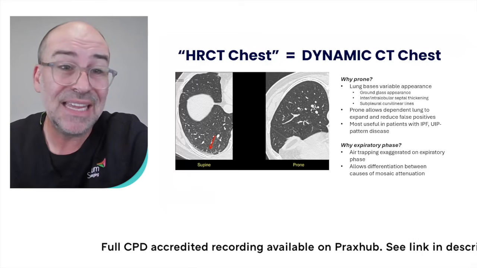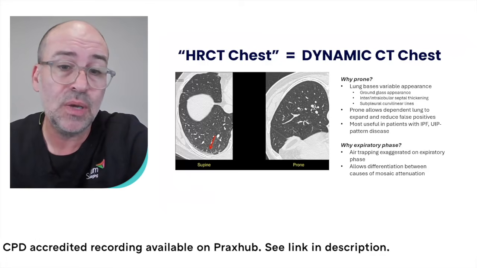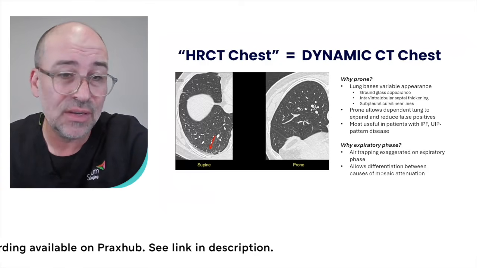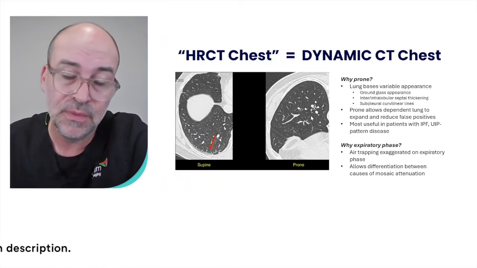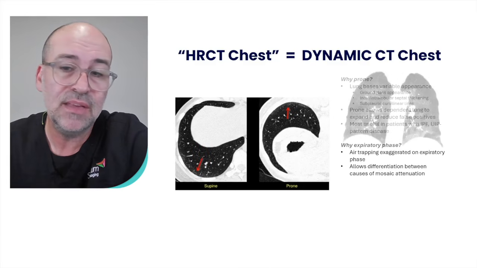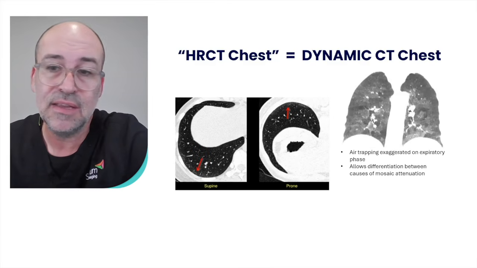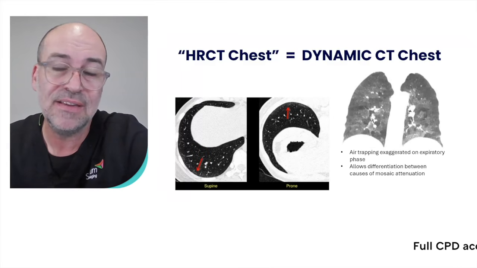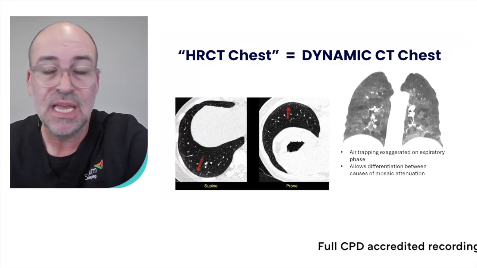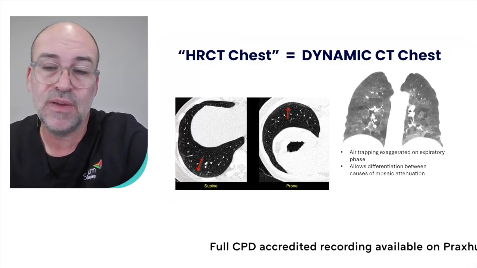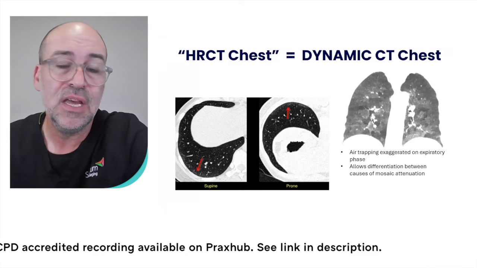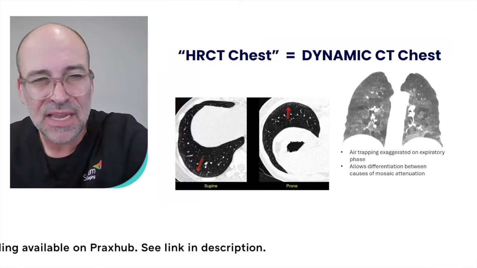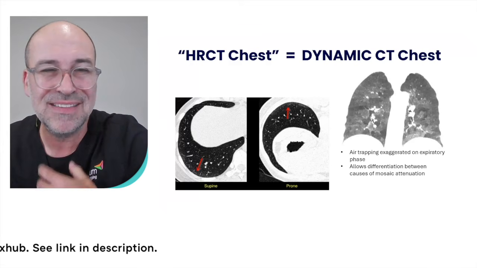This can be misleading if you don't do the prone, because we could call this interstitial lung disease, but in fact, it's nothing. It's no pathology at all. Another thing that we do is an expiratory phase. An expiratory phase allows us to identify areas of air trapping. If you don't do the expiratory phase, we can overcall air trapping on a standard CT. So that's why when you think of HRCT chest, think of it as a dynamic test.